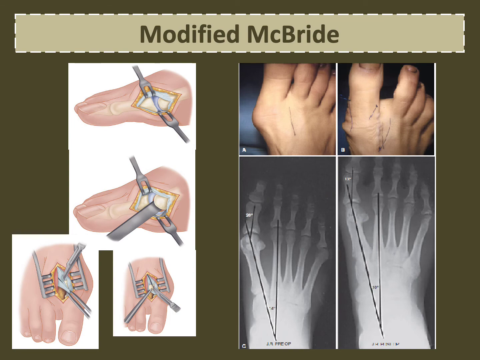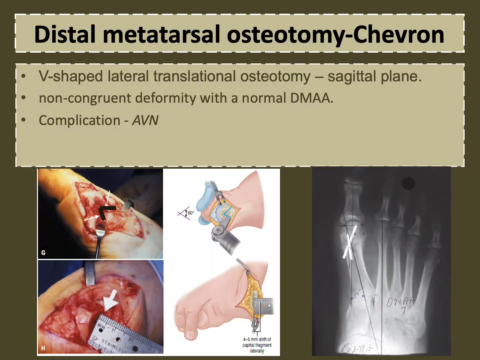Then for more mild disease, most commonly done is this distal metatarsal osteotomy, also known as a chevron. It's called a chevron due to the shape, that V shape, like chevrons on a sergeant's uniform. You make the cut and you translate it laterally. The nice part about this is that it is a very stable osteotomy and has a very high healing potential.